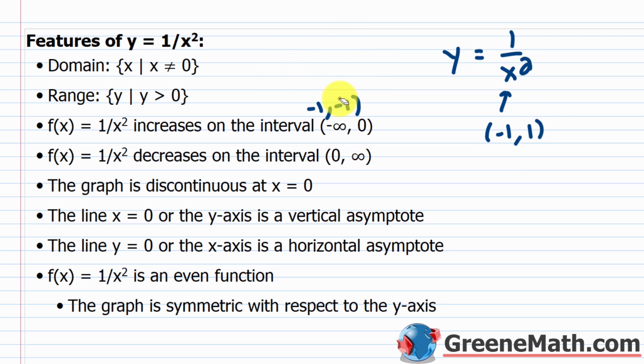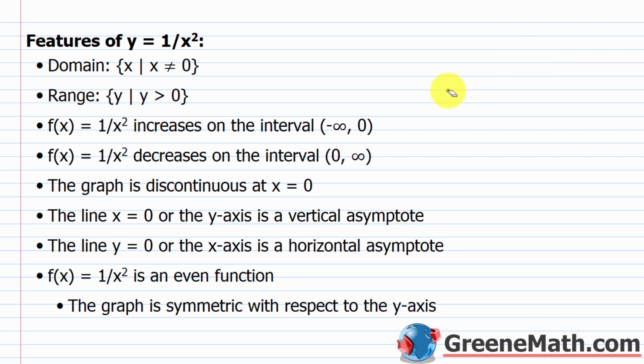Now again, we just go back to the fact that it can't be 0 either, because if you plugged in a 0 right there for y, this equation has no solution. In order for 1 over x squared to be equal to 0, the numerator would have to be equal to 0, and the denominator would have to be non-zero. Well, in this case, the numerator is always going to be 1, so this equation has no solution. So the range here is going to be the set of all y such that y is greater than 0.